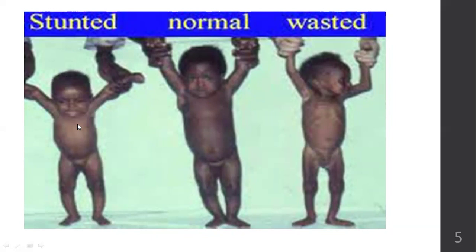The other case, on the right, is a case of wasted. Here, the child is almost able to keep up with the height, but the child has completely wasted the body fat and muscles. So this is the case of a wasted child. That is the difference between a stunted child and a wasted child, in respect to a child who has a normal height and weight.